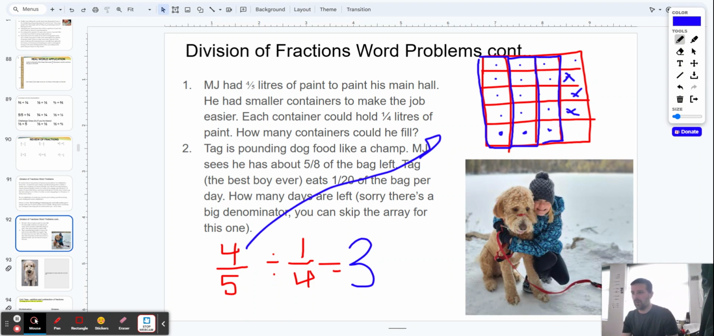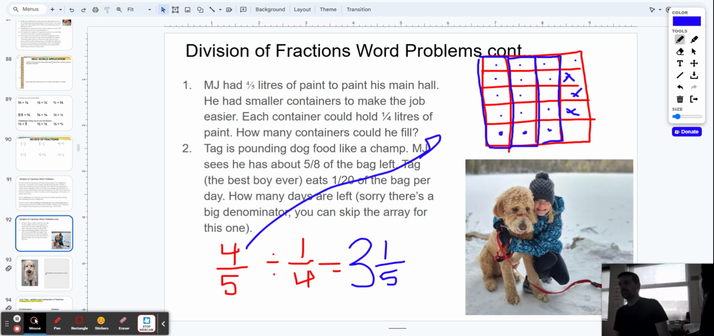How much left over? Well, 1. And if I had 1, 2, 3, 4, 5 parts, I'd have another, but I've only got 1 of those 5 I required. So how many containers can I fill? The answer is 3. And I'd have a little bit left over. How much left over? 1/5. Okay, so that's the array model. It's a visual model. It clearly shows me how many times I can fill 1/4 buckets out of a 4/5 bucket. Okay, so that's an example of a division question.